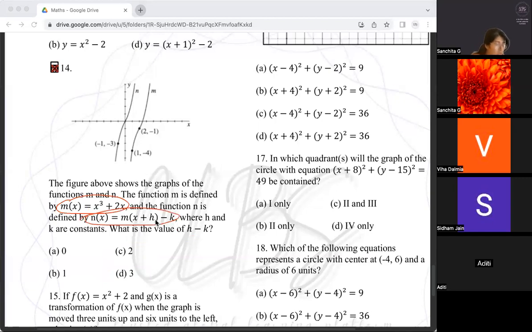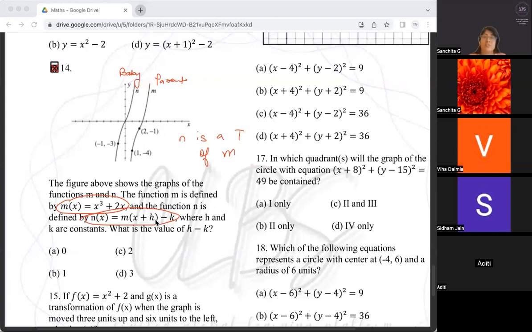Can I say that n is a transformation of m? Yes, n is a transformation of m. My parent equation is m, and this is the baby equation, the transformed equation. Do you agree with me? Yes or no? So far, so good. We'll go slow, step by step.